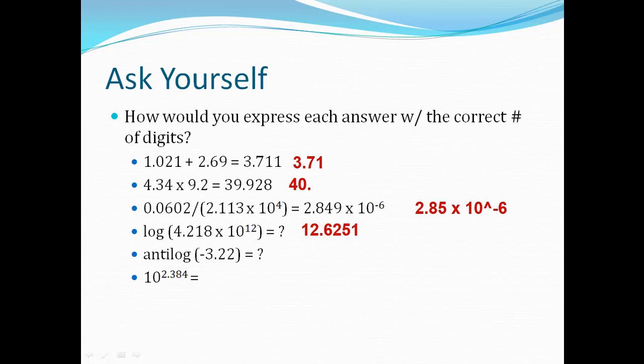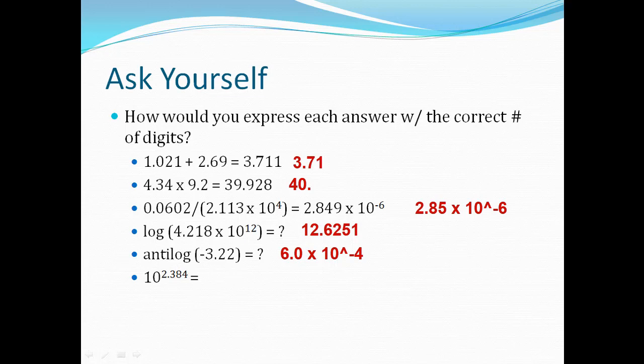What about the antilog of negative 3.22? The antilog, you take how many digits you have in the mantissa, which is 2. There's 2 sig figs, it's 0.22, so there's 2 sig figs. So that means that your answer should only have 2 sig figs total. And if you take the antilog of negative 3.22, you should get 6.0 times 10 to the negative 4th.